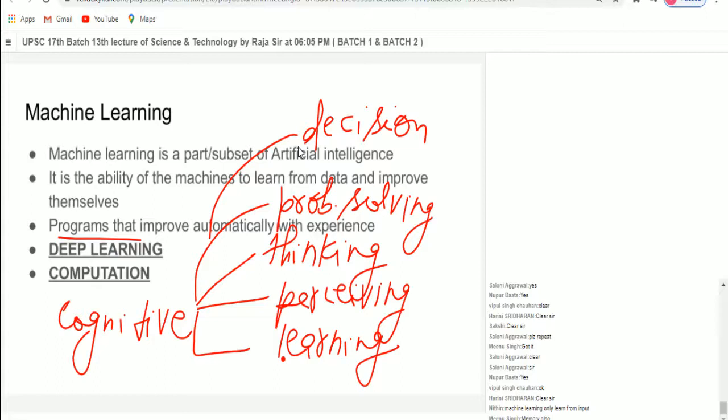Machine learning is basically the building block of artificial intelligence. It is a part of artificial intelligence. Whenever you are talking of artificial intelligence, these things will be involved. But artificial intelligence is related to the ability of the machine to replicate the human thinking process, the human process of problem solving.